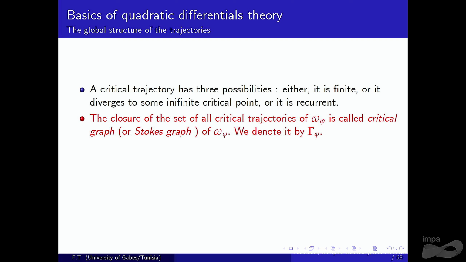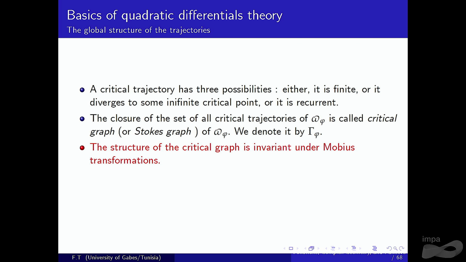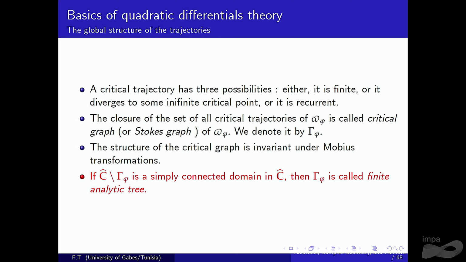Now, since we said that from any finite critical point there emanates a finite number of critical trajectories, and since we have a non-vanishing rational function on the sphere, then we have a finite number of poles and zeros, then we have a finite number of critical trajectories. The closure of the set of all these critical trajectories is called the critical graph of our quadratic differential. It's also sometimes called the Stokes graph of our quadratic differential.